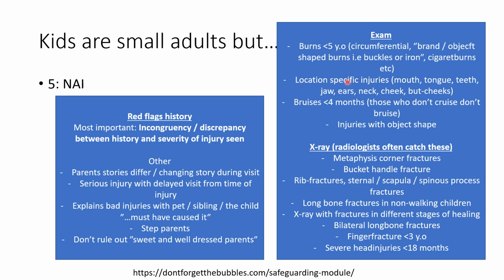All right. So there are certain location-specific injuries like mouth, tongue, teeth, jaw, ears, neck, cheek, and butt cheeks. And I'll have a diagram following this, but there are certain locations that are really highly specific for these.